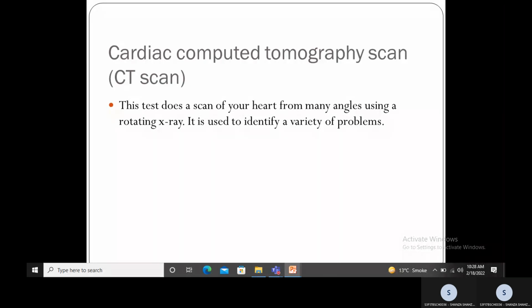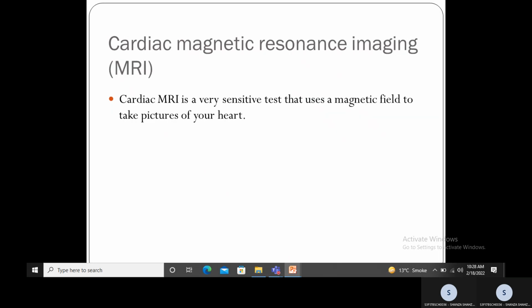Next is the cardiac computed tomography scan. You can say CT scan. This test does a scan of your heart from many angles using a rotating X-ray. It is used to identify a variety of problems. Then the next is the cardiac magnetic resonance imaging, MRI. Cardiac MRI is a very sensitive test that uses a magnetic field to take a picture of your heart.